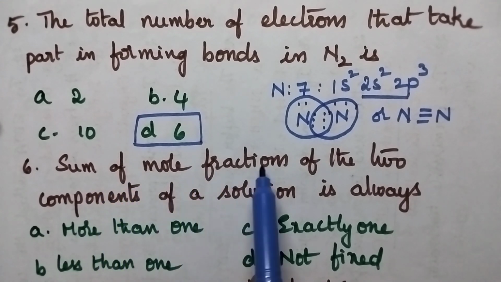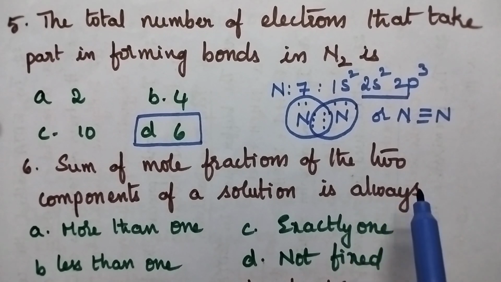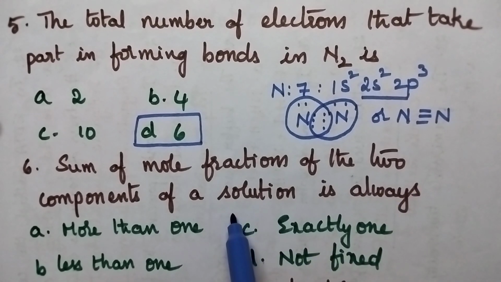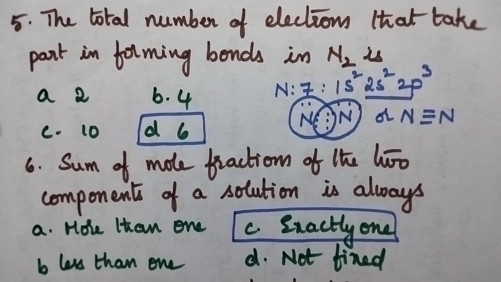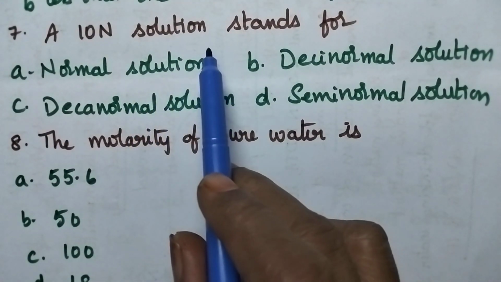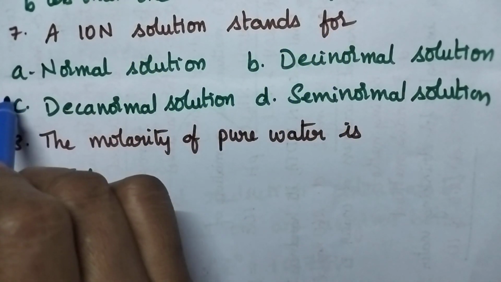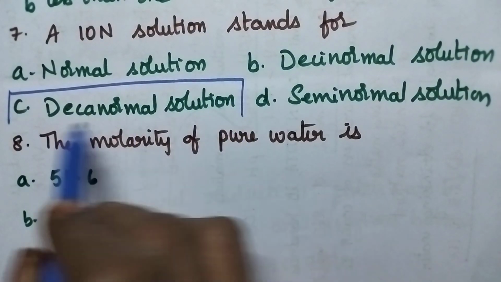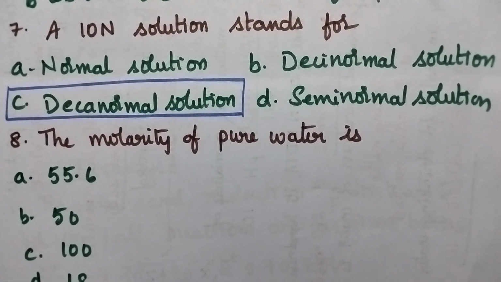The sum of mole fractions of the two components of a solution is always equal to 1. So option C is the right answer. A 10 normal solution stands for? A 10 normal solution can be called a decanormal solution. So option D is the right answer.